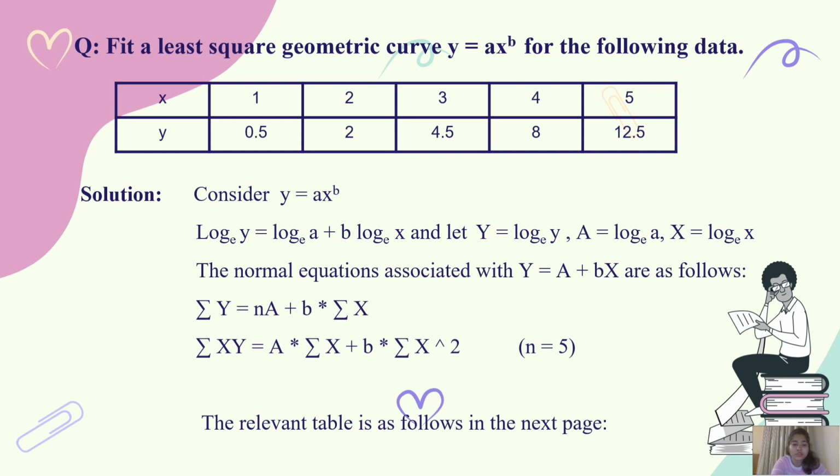Then we'll substitute the values, like we'll take log y, that is small y base e, as capital Y, and so on. Then we have the formulas: summation of Y equals n into A plus b into summation of X, and then summation of X into Y equals A into summation of X plus b into summation of X square. Since there are 5 values, we'll take n equals 5. Then the relevant table is as follows in the next page.